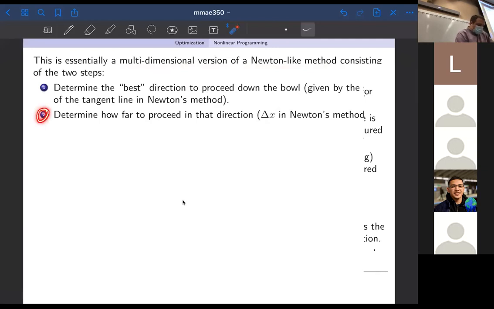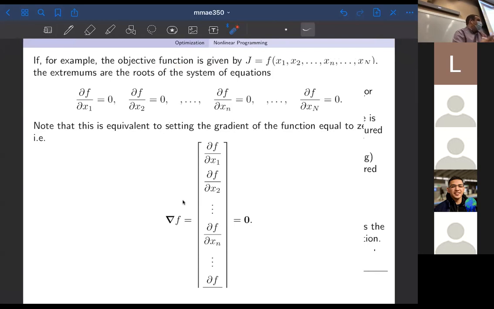Then the second step is to determine how far to proceed. So in other words, what is the step size? So which direction to go, and then how far to step in that direction. That's exactly what the method is doing. So it is a Newton-like method. Newton's method determines which direction to go. It's in the direction of the negative tangent, and then delta x tells you what step to take in that particular direction. Now we're just thinking about it in a two-dimensional rather than a one-dimensional context.